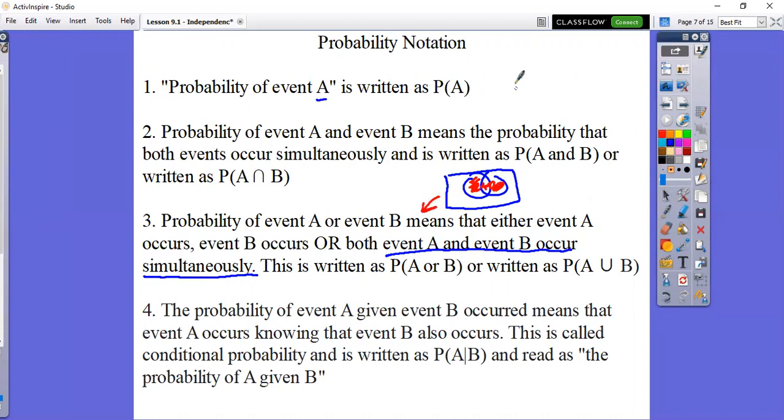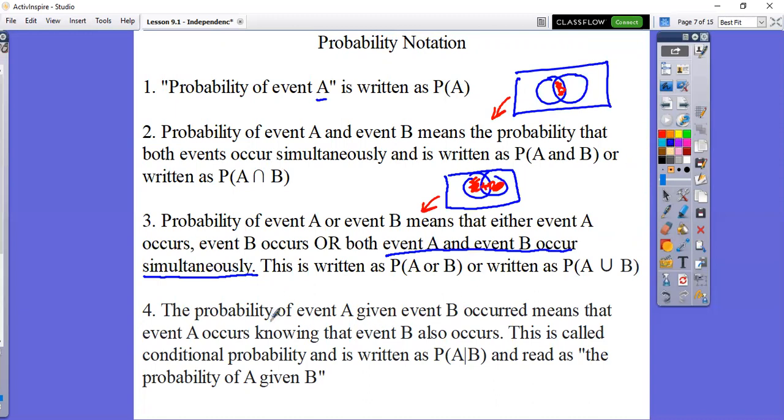But probability of A and B, so if I were to draw another little Venn diagram, probability of A and B, this only happens in this little part right here. And we'll do a couple examples where we draw a Venn diagram to help calculate some of these probabilities.